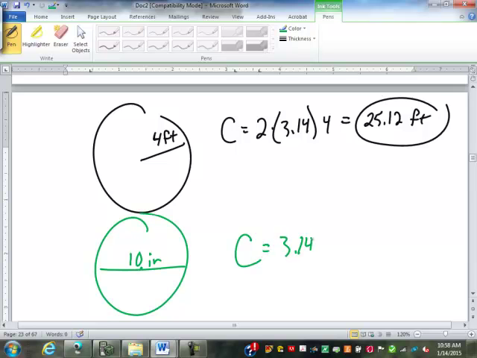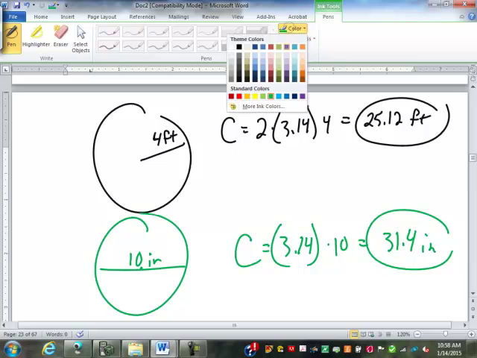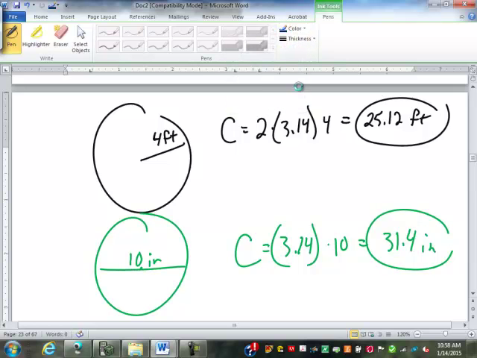Well, 3.14 pi times 10, or 31.4 inches. Make sense? On quizzes and tests, by the way, I'll figure out the answer both ways. I will have it written using 3.14 and with using the pi key. So if you use the pi key, it'll be slightly different on some of these.